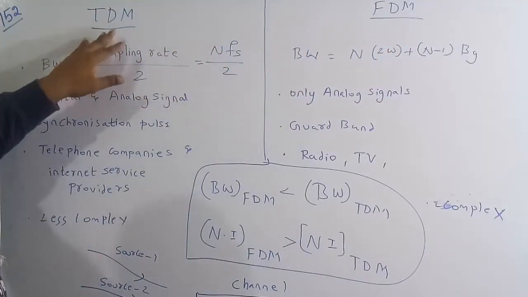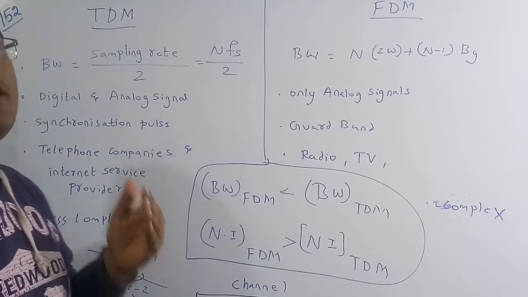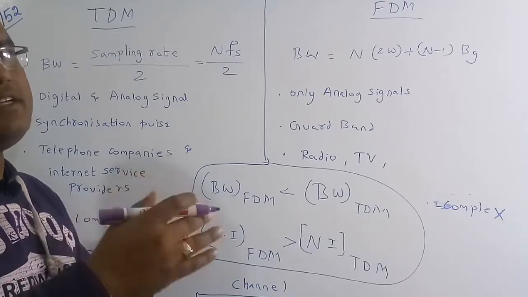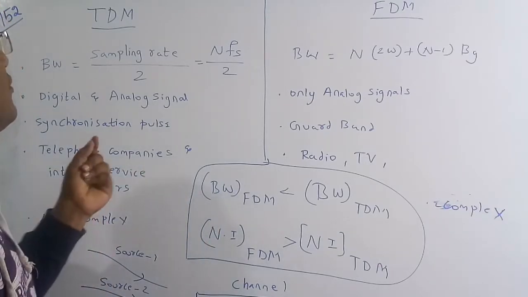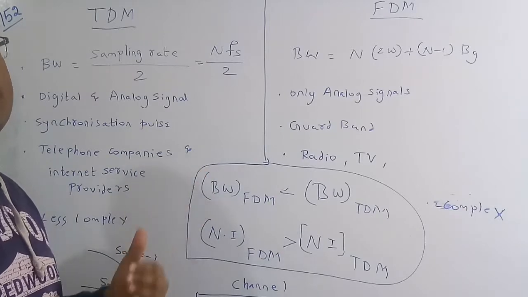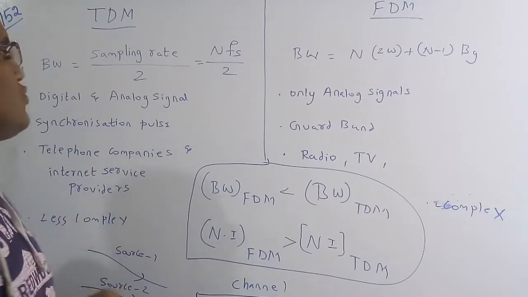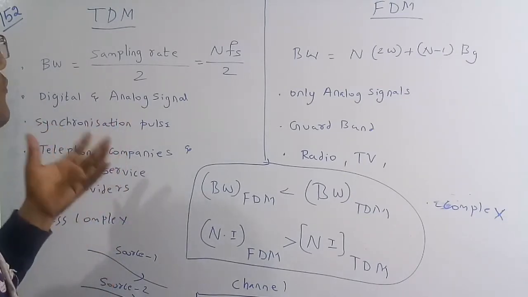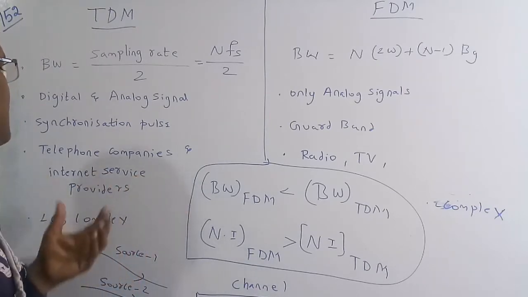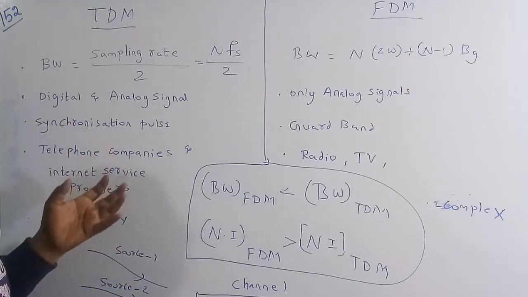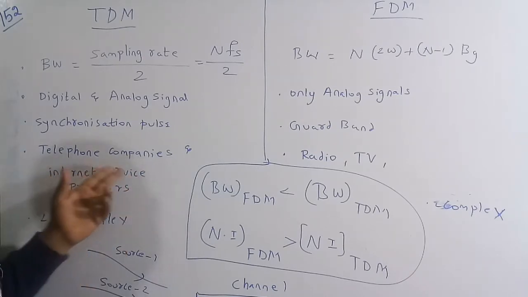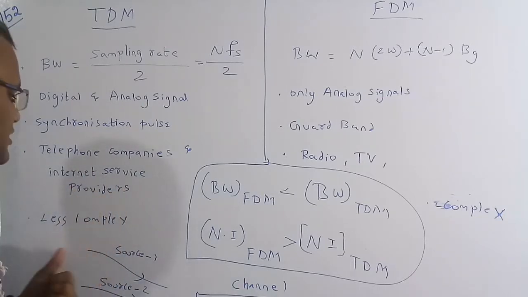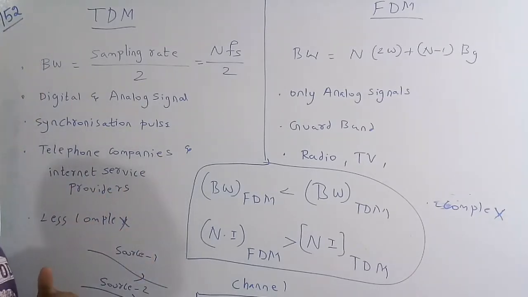Basically here we are going to send the signals based on time slots, means we are going to divide the time into different time slots, and we are going to give these time slots to each and every input signal. And here we are always going to use synchronization per signal so that we can differentiate the message signals. It is used for digital as well as analog signals. Examples using this TDM are the telephone companies, and also internet service providers use this TDM technique in order to send their signals.